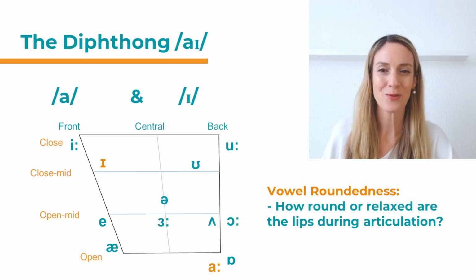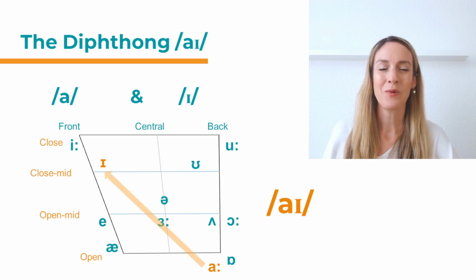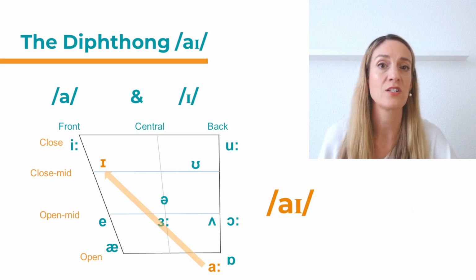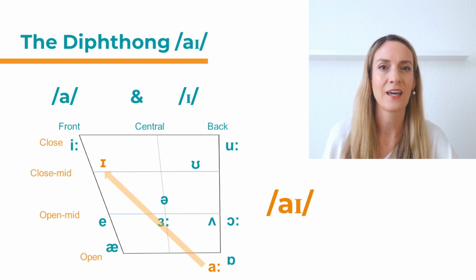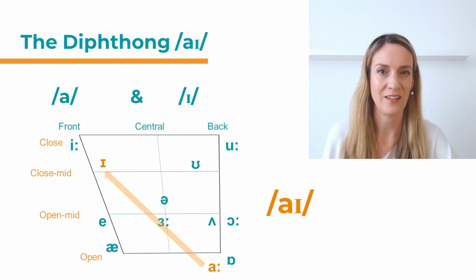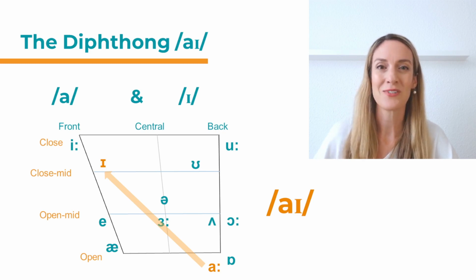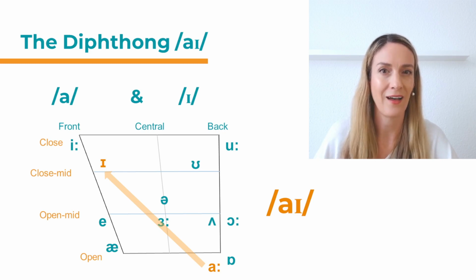Now, back to our diphthong for today, /aɪ/. Now, we want to really form the sound by starting with /ɑ/ and then going in one smooth movement to /ɪ/. /aɪ/. And then if we say it faster, /aɪ/. And we have a new sound, our double vowel sound, our diphthong /aɪ/.